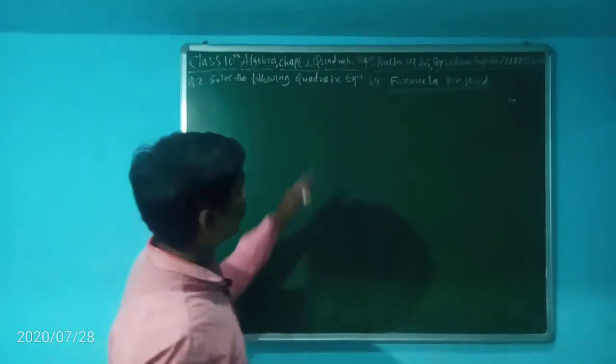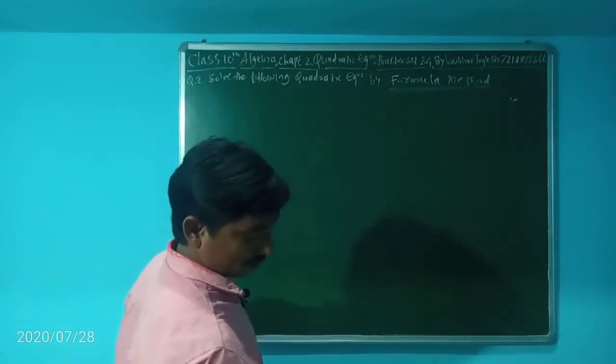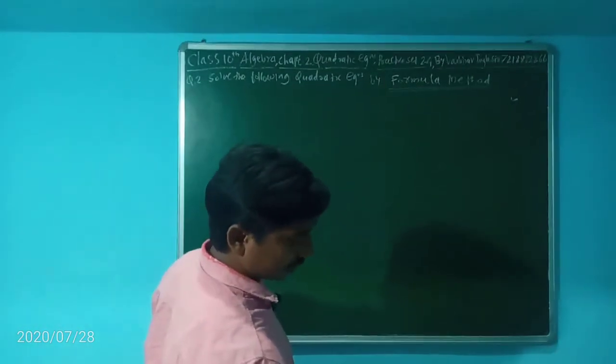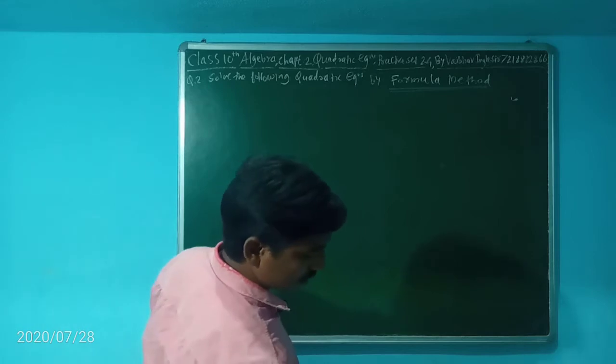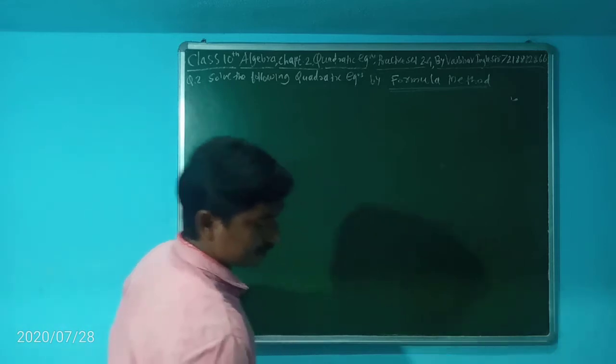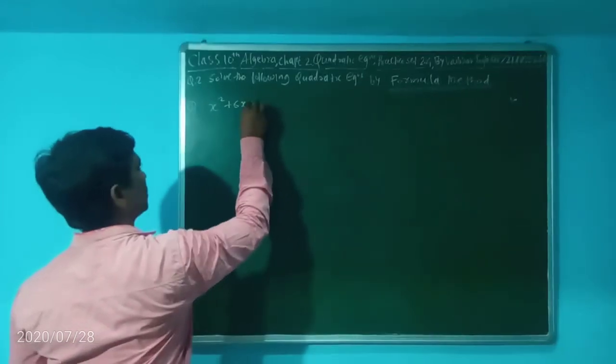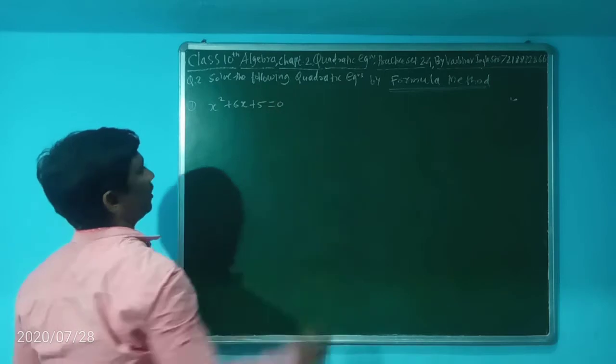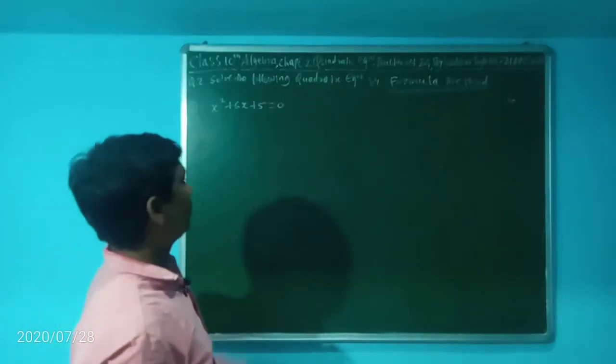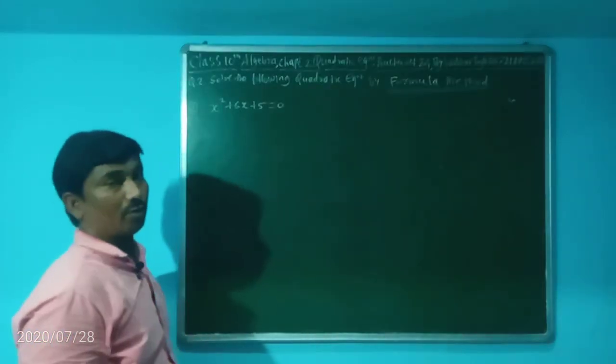Now we go to practice set 2.4 question number 2, and the first example we will solve is x square plus 6x plus 5, and you have been asked to solve this by using the formula method.